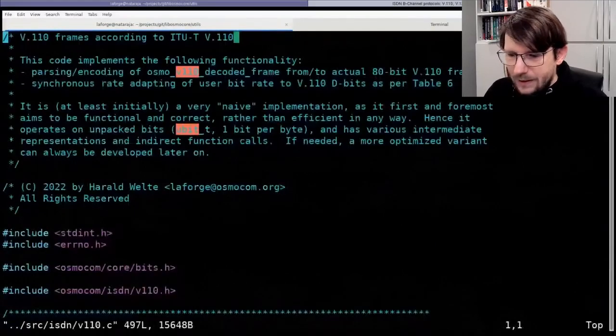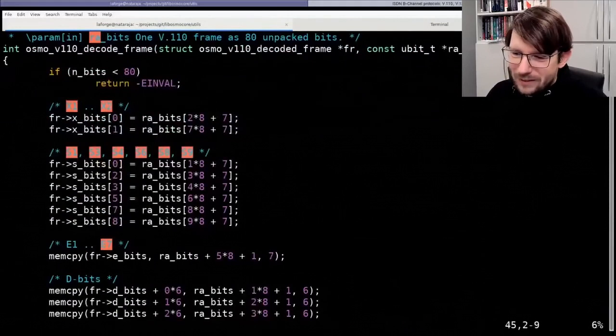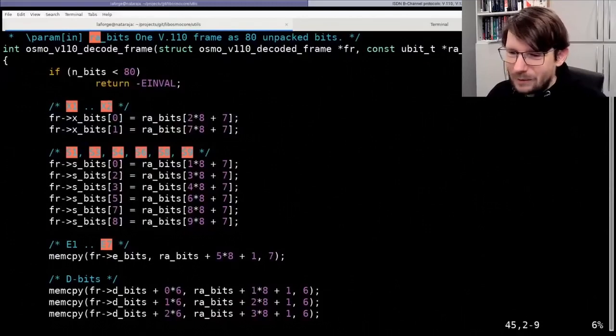V.110C. So it's basically a very low efficiency, very primitive and simple implementation. It's super inefficient, but it's very easy to compare with the specs what is happening. So performance was not a goal here initially. You can always write a more optimized version later.